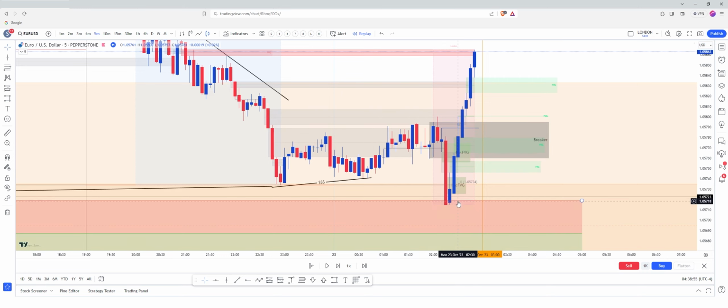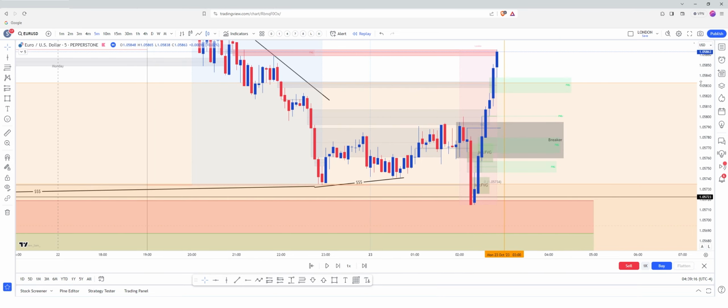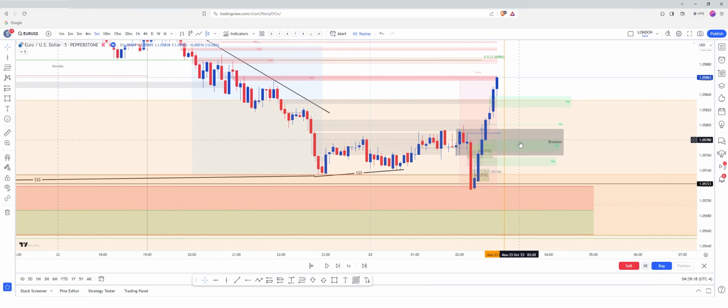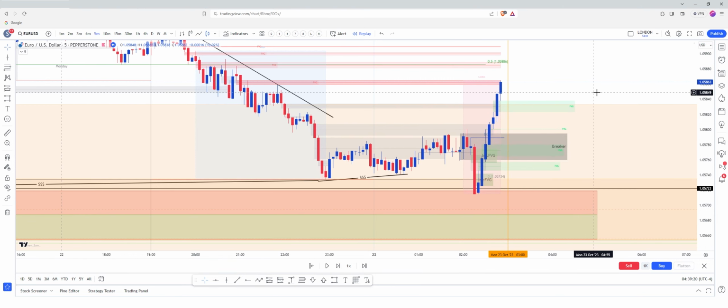So we created our breaker block. We've got a failed bearish fair value gap. So we've got a failed PD array in the form of a 5-minute inversion fair value gap here. We've got a bullish fair value gap inside this 5-minute breaker. So this is a valid entry on 5 minutes. So when price enters this breaker block, if we do get a pullback, I'm going to be dropping to the 1 minute to look for a refined entry.